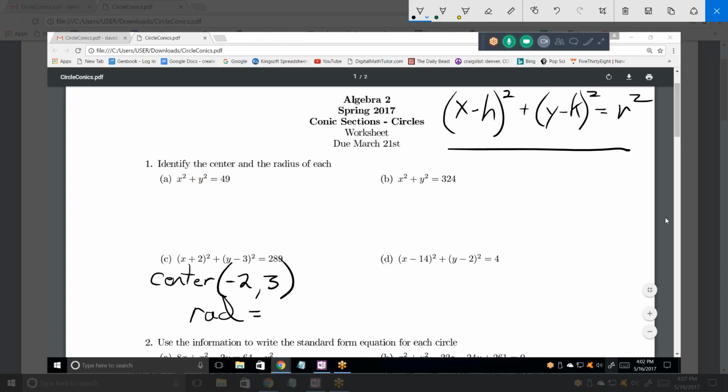289. Would it be like 17? You need to do that on the calculator. No, 17 is probably right, because 7 squared gives you that 9. I know it's going to be a whole number. They're not going to give you a big number like 17.12784. You know what I'm saying? Okay. So on D, what's the center?